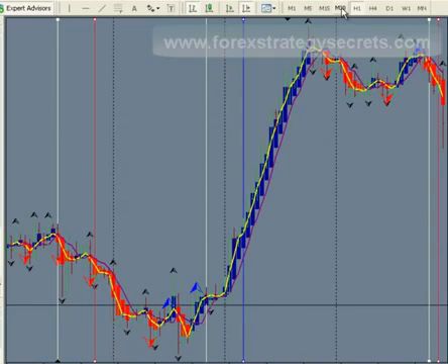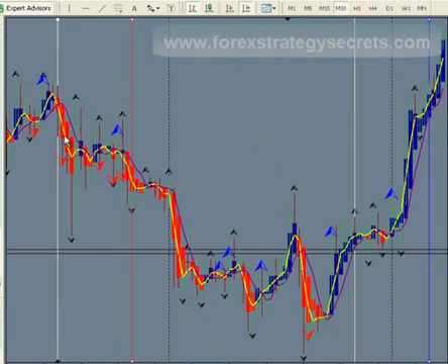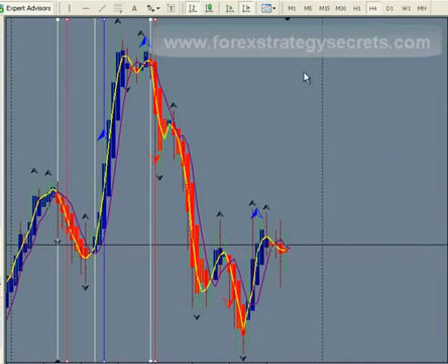Then we move along and go to the 30-minute. You can see some other entry signals on the 30-minute. A little choppier, hard to read, but it was still a good entry signal. Let's go back to the 4-hour.